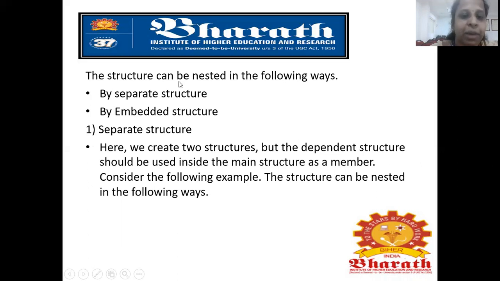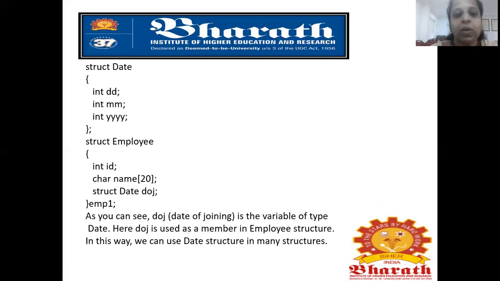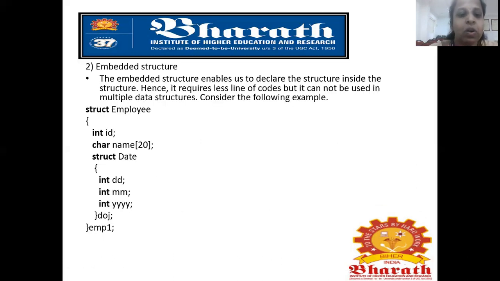So these are the ways by which we can group our nested structure. One is by using a separate structure and another one is by embedded structure. Embedded structure is nothing but it's combined. So that is called an embedded structure. Hence, if you are using an embedded structure, the number of lines of code gets reduced. The disadvantage in this embedded structure is that we cannot use multiple data structures in it.